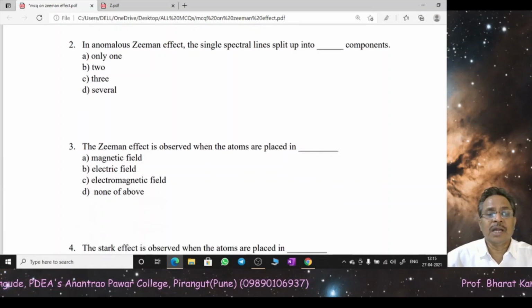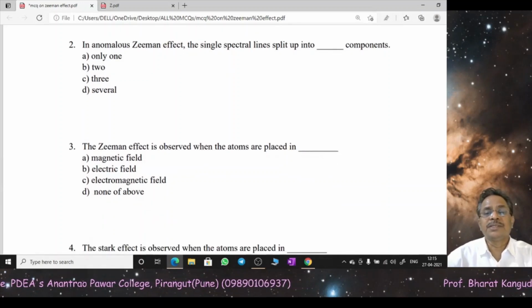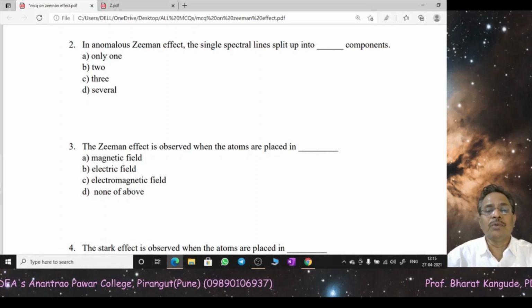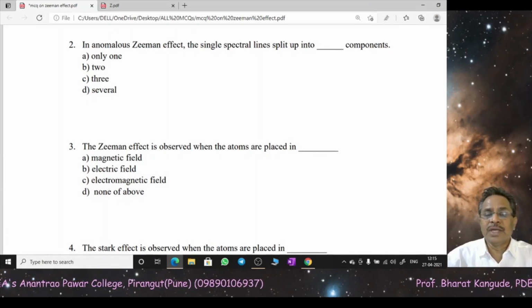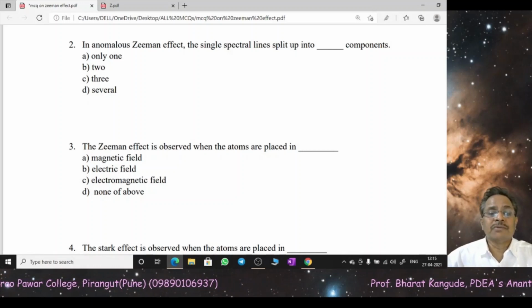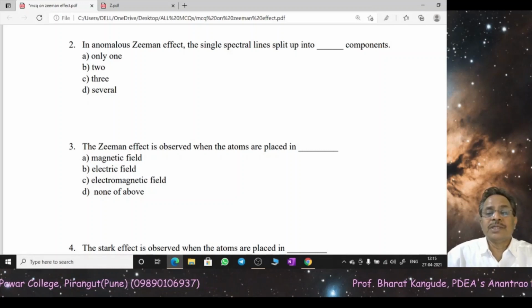Now on the other hand, in the second question, in anomalous Zeeman effect, the single spectral line splits up into dash number of components. Earlier we have seen if there is no magnetic field, then only one line, there is no question of splitting, or no question of Zeeman effect. 2 lines are again not possible. 3 lines, we have seen, is the normal Zeeman effect.